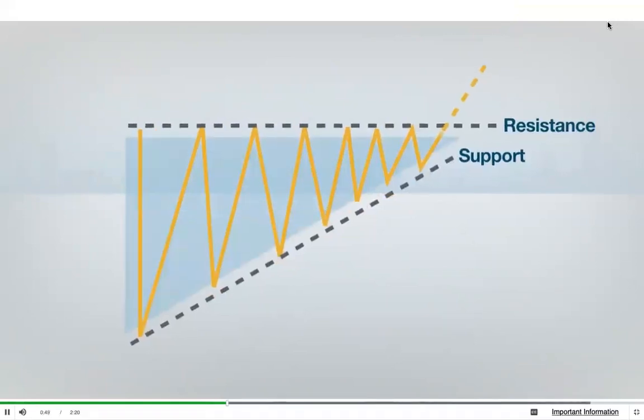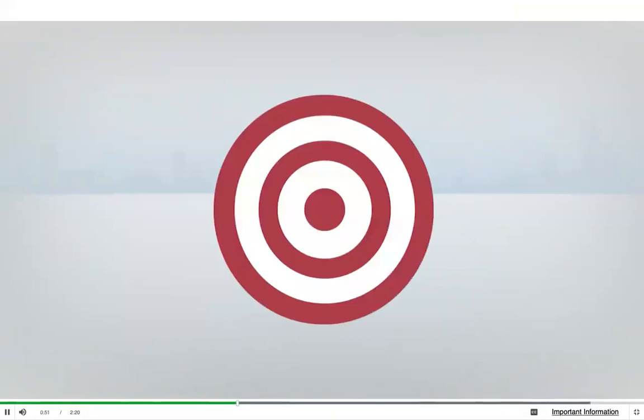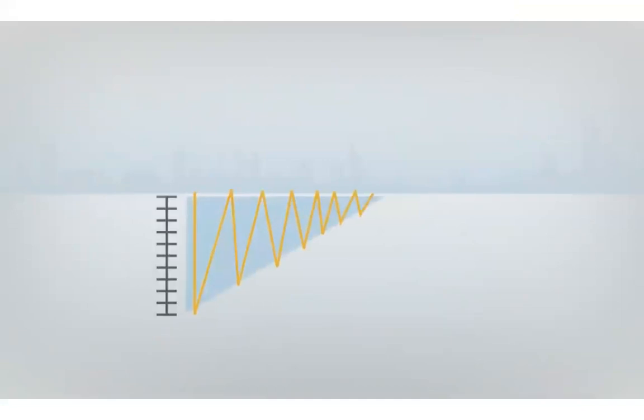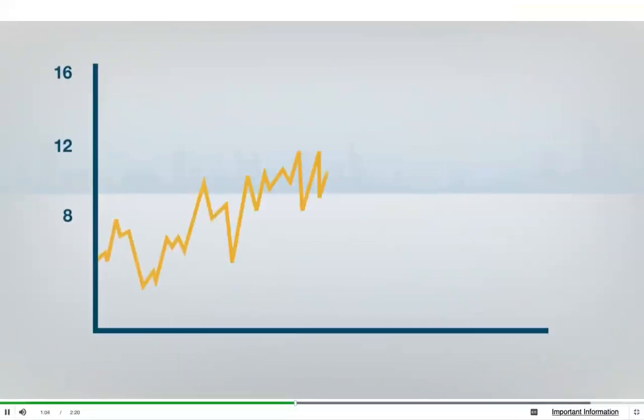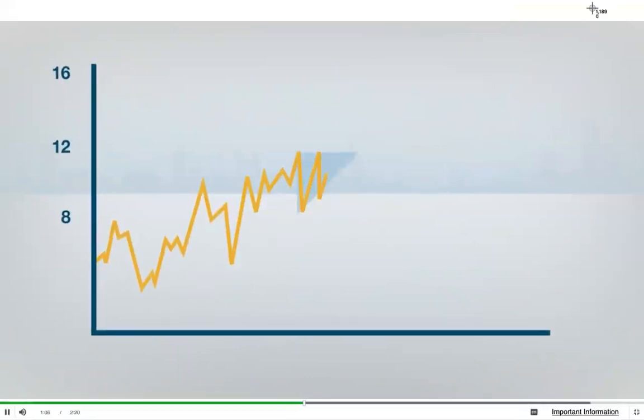Now that you know how an ascending triangle forms, let's discuss using this pattern to help determine a possible price target. To do this, first look at the size of the pattern. Measure the height of the triangle at its widest point and project the height in the future from its breakout point. Let's look at an example. Here's an ascending triangle pattern that starts to form when the stock tried to break resistance.